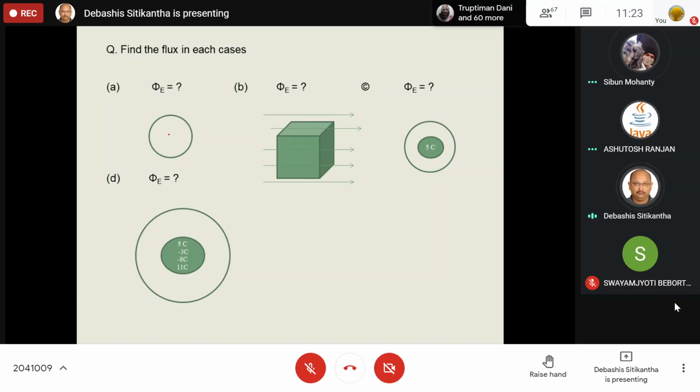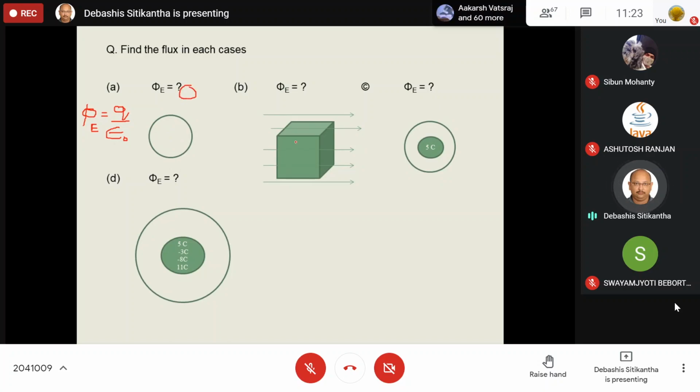Yes, of course it will be 0, because what does Gauss law say? Gauss law says your phi E must be equal to the total charge enclosed by the surface, that is Q enclosed divided by epsilon 0. Now this particular surface is not enclosing any charge. There is nothing inside it. So naturally the total charge enclosed is 0, and therefore the answer over here will be 0.